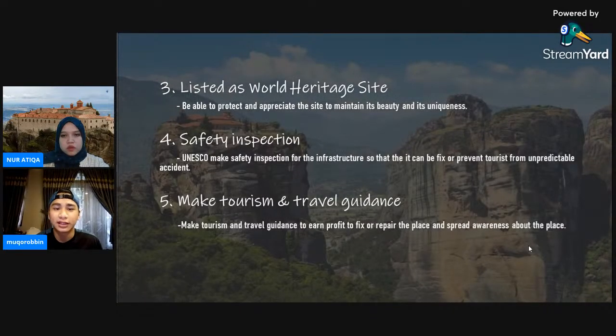Third one, listed as World Heritage Site. Be able to protect and appreciate the site to maintain its beauty and its uniqueness. Four, safety inspection. UNESCO makes safety inspections for the infrastructure so that it can be fixed or to prevent tourists from unpredictable accidents. Five, make tourism and travel guidance to earn profit to fix or repair the place and spread awareness about the place.